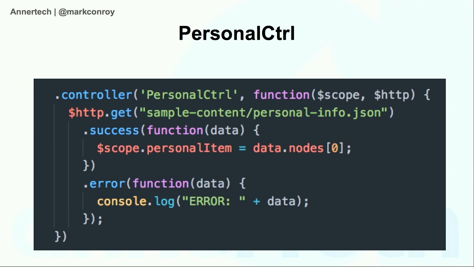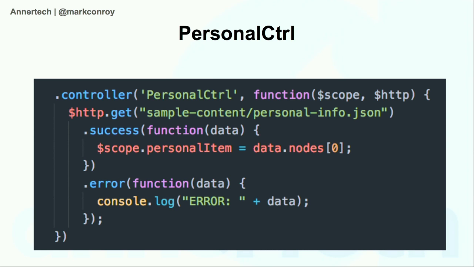And it's got a function that needs two services, scope and HTTP. So that's going to get the directory called sample content, and then the file called personal info.json. In your case with the Drupal site, this will be getting node slash 123 or slash user slash admin or whatever page you have the personal information about on your website. And then it returns a promise, that if we're successful, we'll say then that personal item will be equal to data.nodes.0, and if there's an error, print this to the console log, and tell me in fairly good detail what the error is and where I need to go to fix it. It even gives suggestions that if you try this, this should fix it for you.